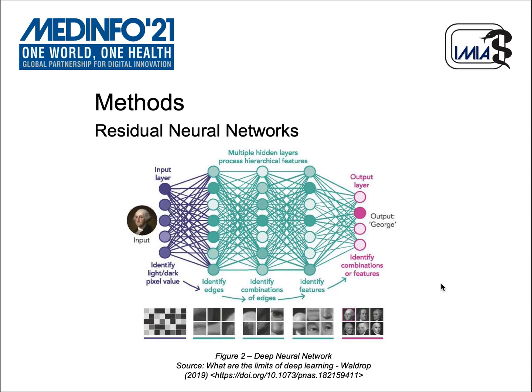In this figure, we can see that residual neural networks are composed of multiple layers that learn different characteristics of the images. For example, the lower layers learn to distinguish light from dark pixels, while the next layer can detect edges, and so on. Those features can then finally be combined, and the final output is obtained. In the case of detection, it would be whether the disease is present or not.